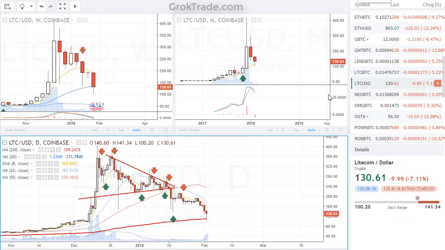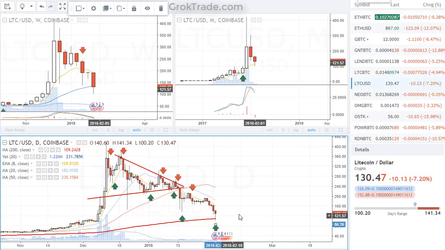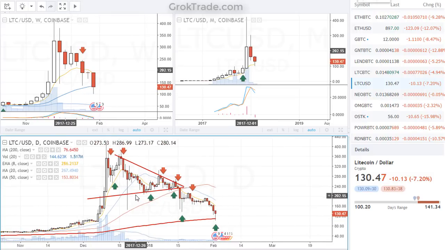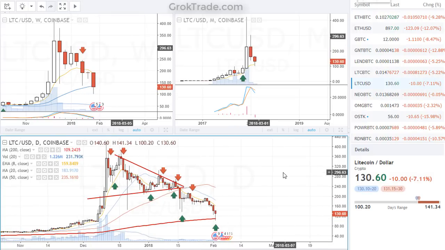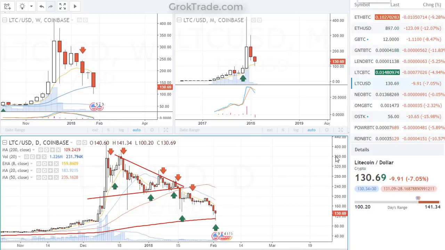Let's look at Litecoin USD. Down, down, down, but I'm going to call a buy on this. I think this is buy territory, guys. I think overall we have an opportunity to buy up a lot of these cryptocurrencies at a real nice price.